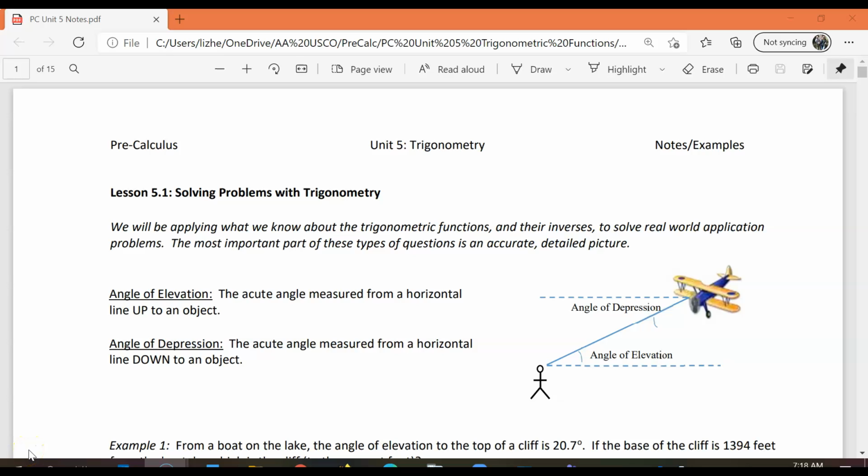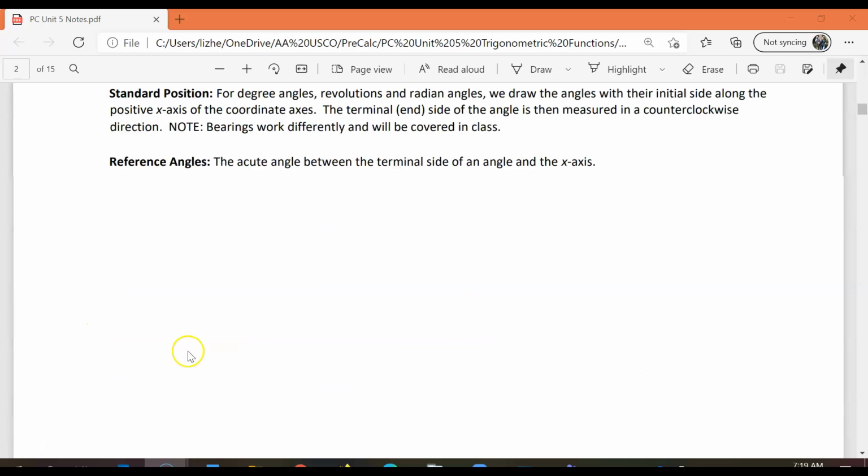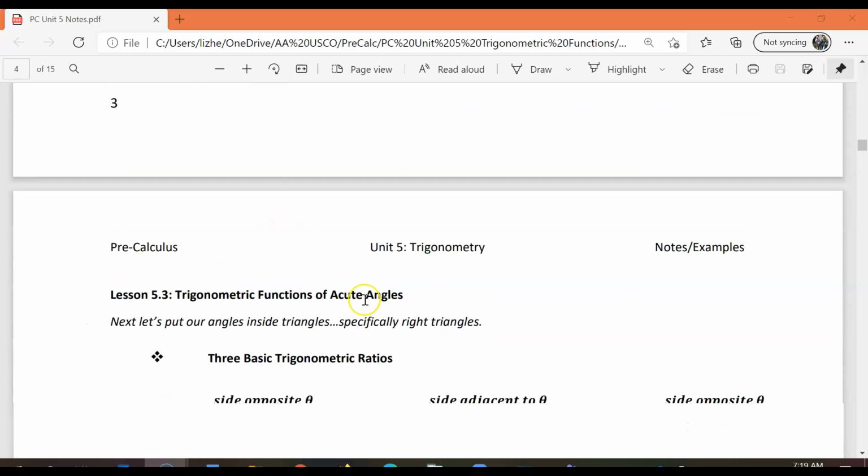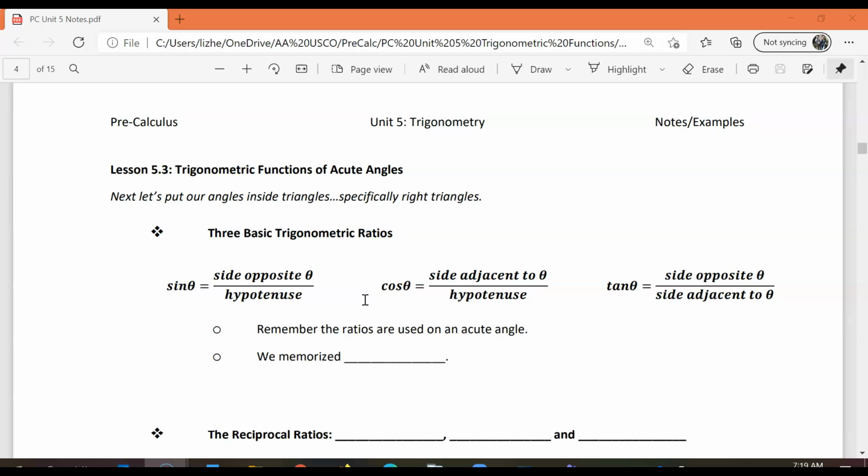Okay, pre-calc, we are going to do 5.3, trigonometric functions of acute angles. And I'm on 5.1, so hold on a minute. Here we go. Page 4 of your notes.